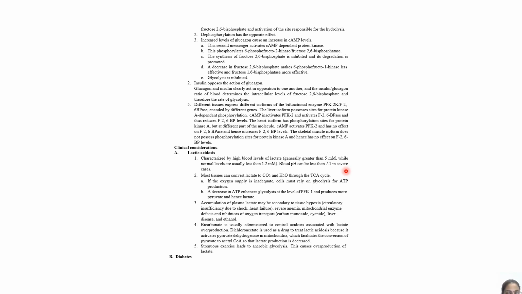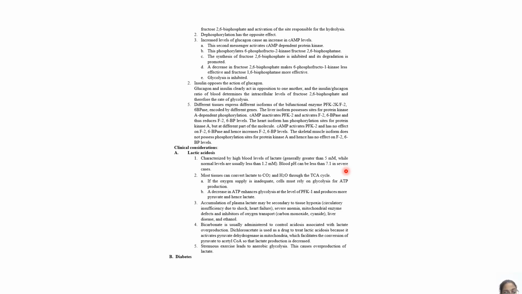7.5 in severe cases. So what happens in case of lactic acidosis? Most tissues can convert lactate to CO2 and H2O through the TCA cycle, but if the oxygen level is very inadequate, then cells must rely on glycolysis for ATP production, and a decrease in ATP enhances glycolysis at the level of PFK1 and produces more pyruvate and hence lactate, right?